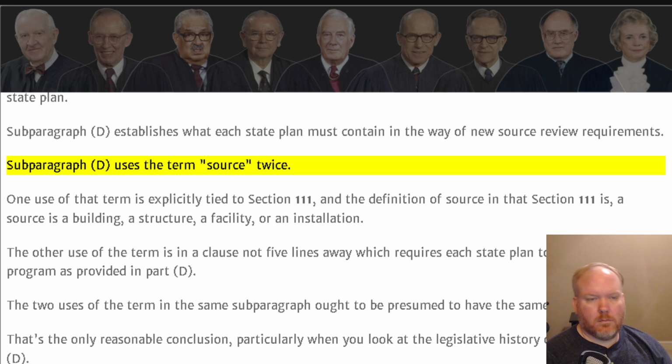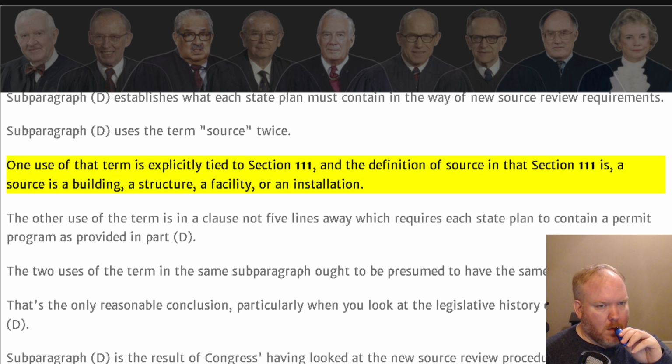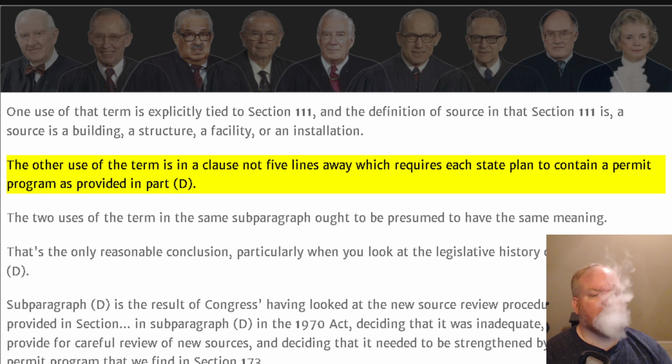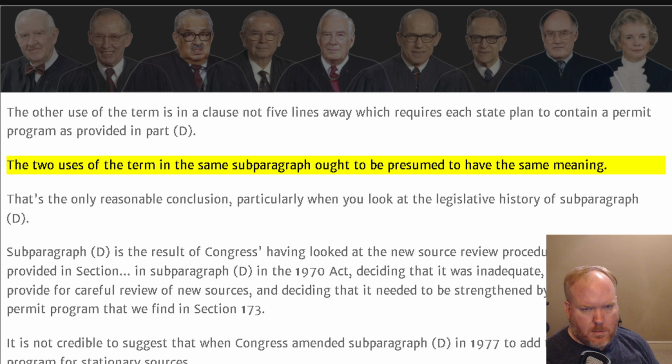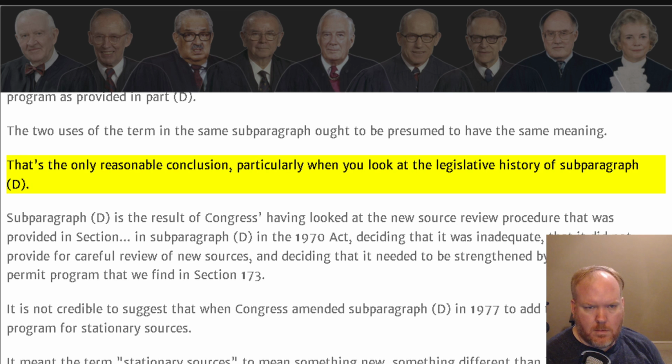Subparagraph D uses the term source twice. One use of that term is explicitly tied to Section 111, and the definition of source in that Section 111 is a building, a structure, facility, or an installation. The other use of the term is in a clause not 5 lines away, which requires each state plan to contain a permit program as provided in Part D. The two uses of the term in the same subparagraph ought to be presumed to have the same meaning. That's the only reasonable conclusion, particularly when you look at the legislative history of subparagraph D.